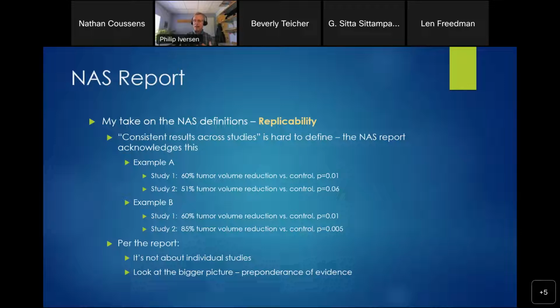In contrast to that, in my example B, suppose study one was the same result, but in study two, you observed 85% tumor volume reduction with a p-value of 0.005. Well, now you might argue, yes, I've replicated that study because I got a significant result both times. We could also say that both effect sizes are over, say, a minimum relevant threshold of 50%, for example. On the other hand, 60 and 85% are farther apart in actual effect size. That's what I was getting at.